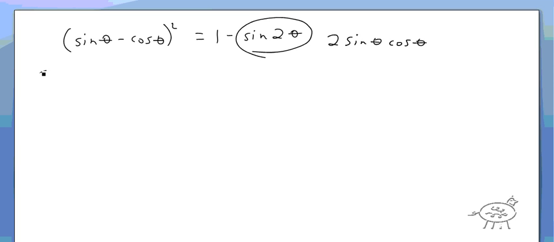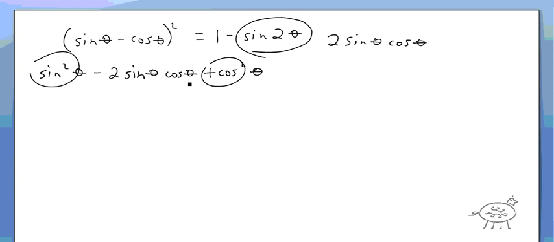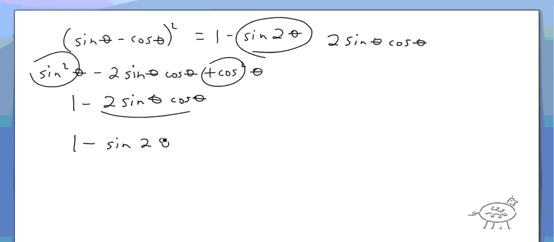So I'm going to FOIL that out, and I'm going to get sine squared of theta minus 2 sine theta cosine theta plus cosine squared of theta. Well, it's nice because here we are, sine squared plus cosine squared is 1. So it's 1 minus 2 sine theta cosine theta. And there we go, guys. That's a double angle, so 1 minus sine of 2 theta. And that's equal to 1 minus sine of 2 theta. We're done with the problem.